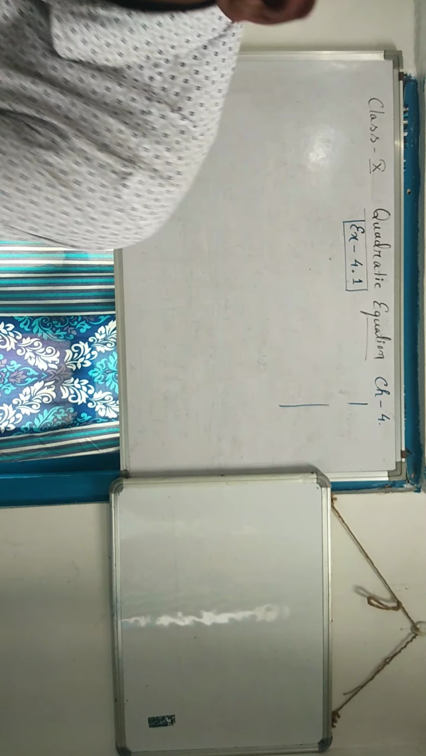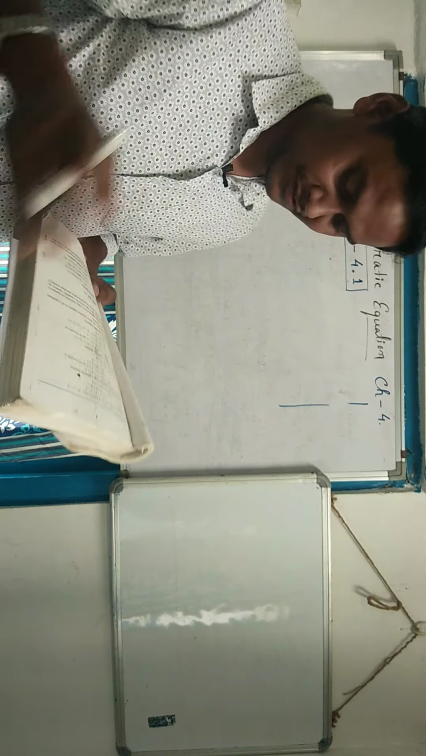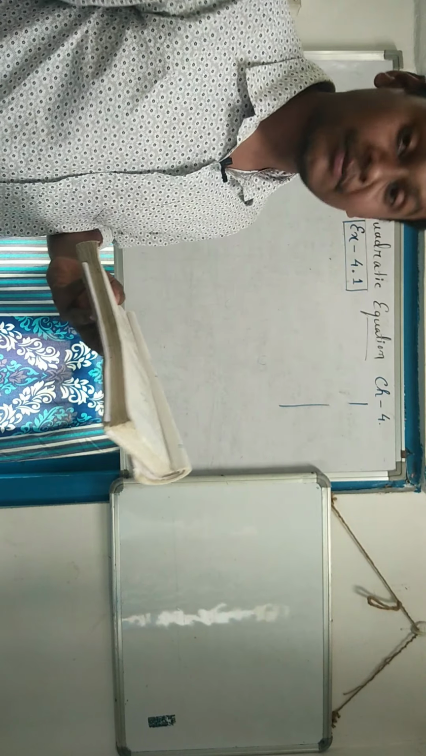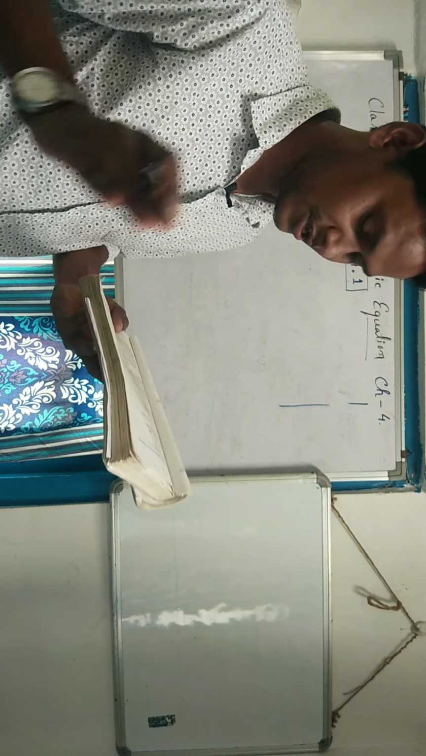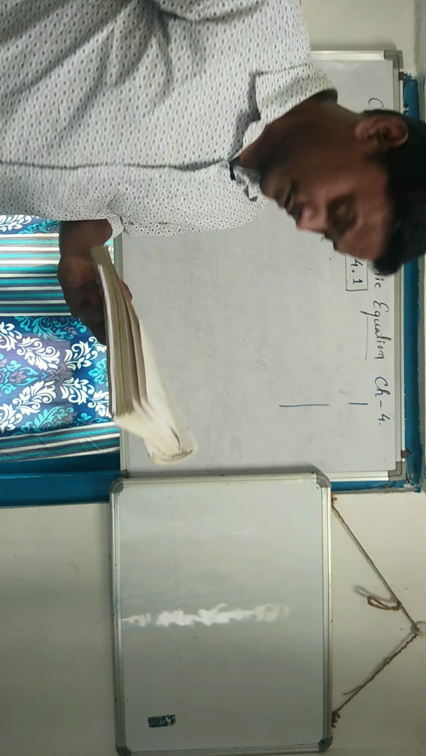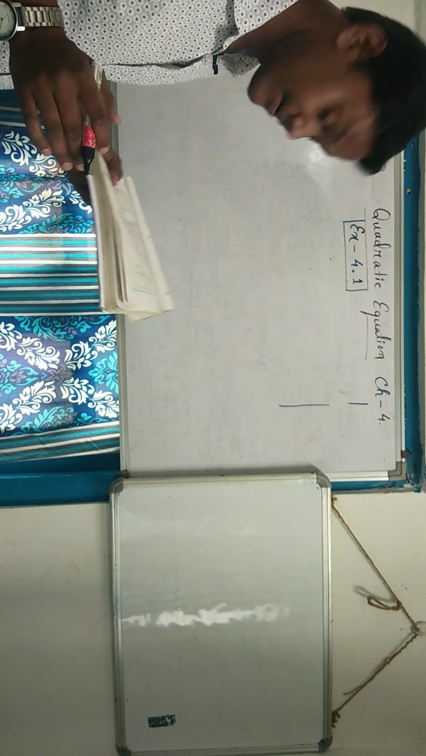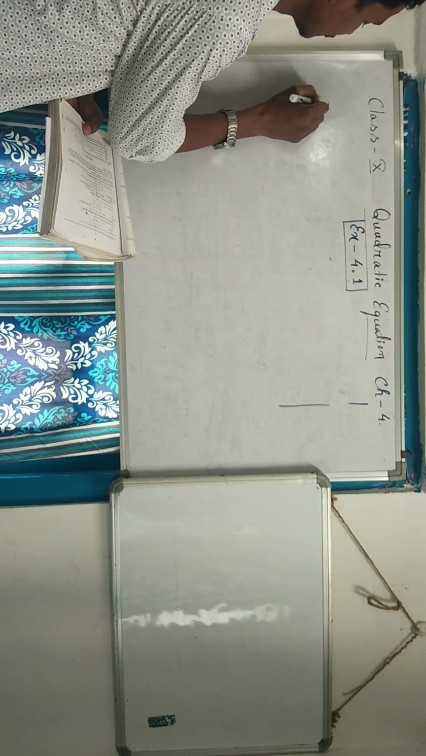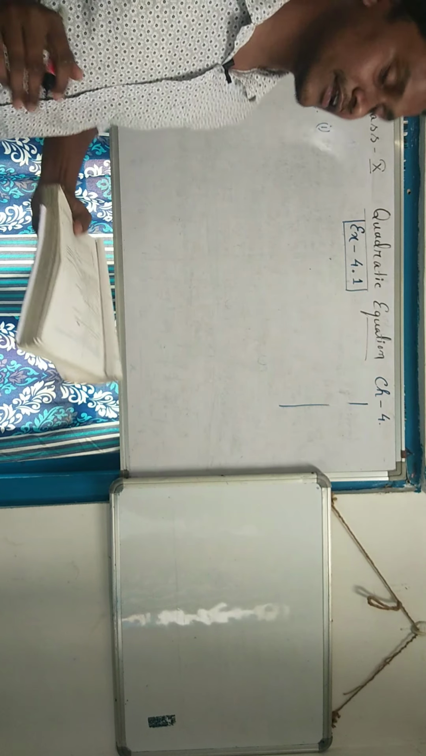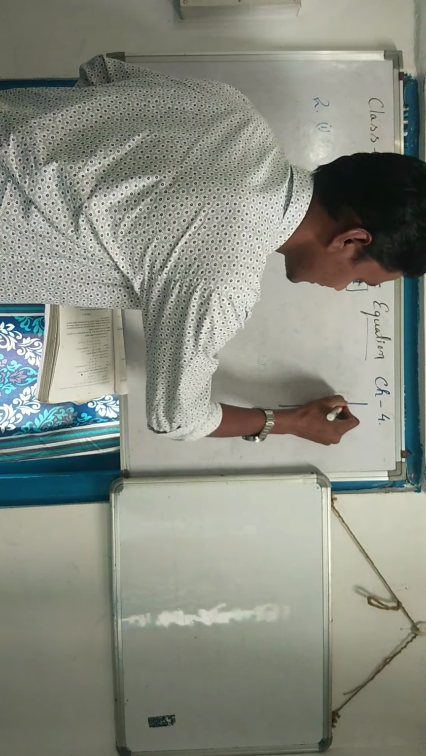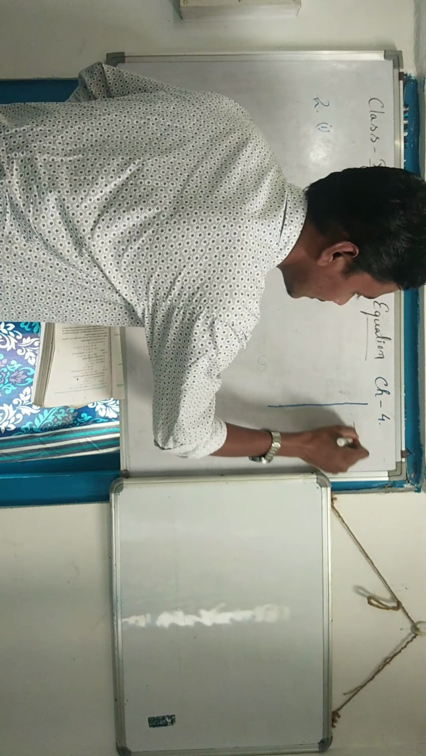Number 2 question is, represent the following situations in the form of a quadratic equation. The area of a rectangular plot is 528 meters square. To number 1, the area of a rectangular plot.